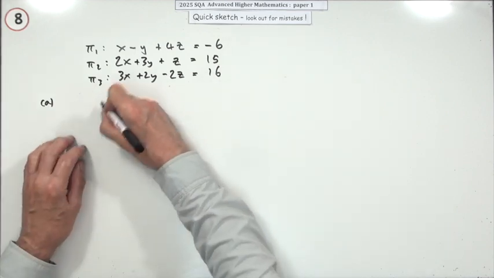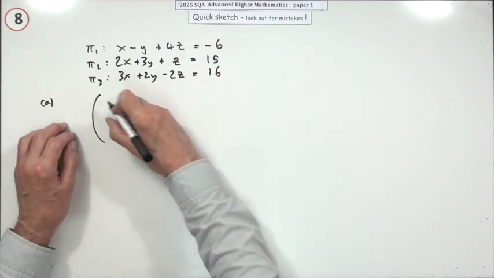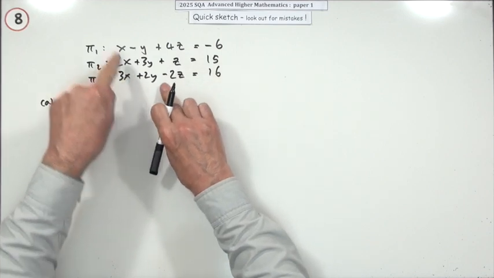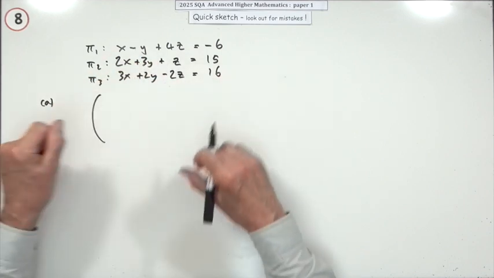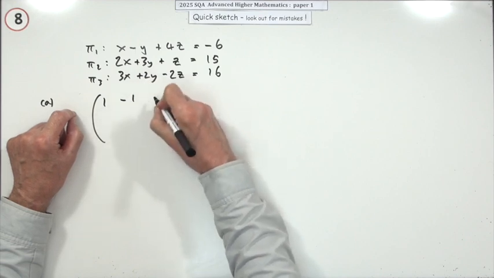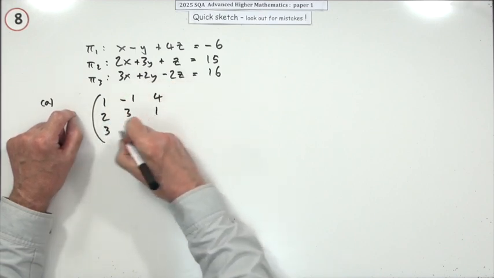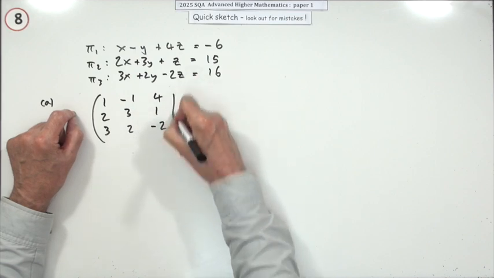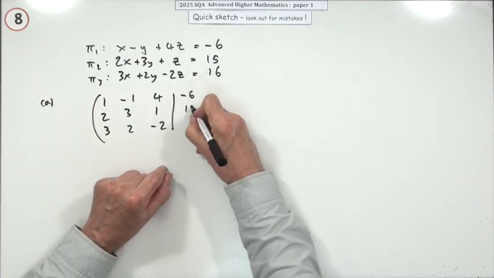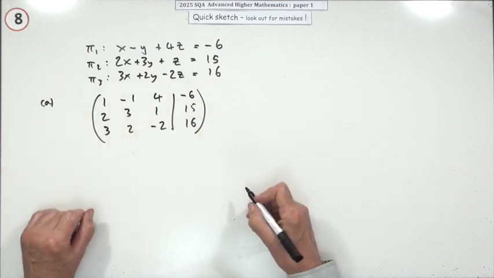You have to solve them by using Gaussian elimination, which means you make up an augmented matrix of the matrix of coefficients and the matrix of the solutions. So the coefficients are negative 1, 1, 4, 2, 3, 1, 3, 2, negative 2. Augment, there's the join. Negative 6, 15, 16. So that's the augmented matrix.